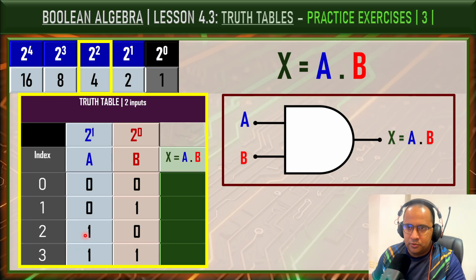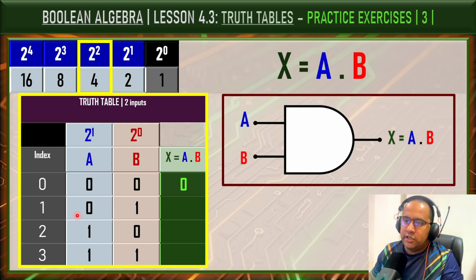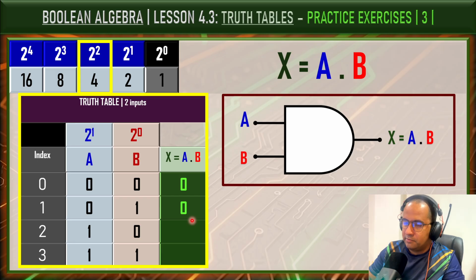Let's analyze each row. For row 0, we have A equals 0 and B equals 0. So we have the combination 0 and 0, which results in an output 0. For row 1, A equals 0 and B equals 1. We have the combination 0 and 1, which results in an output 0. For row 2, A equals 1 and B equals 0. So we have the combination 1 and 0. Again, one of its inputs is equal to 0, so the output remains 0.